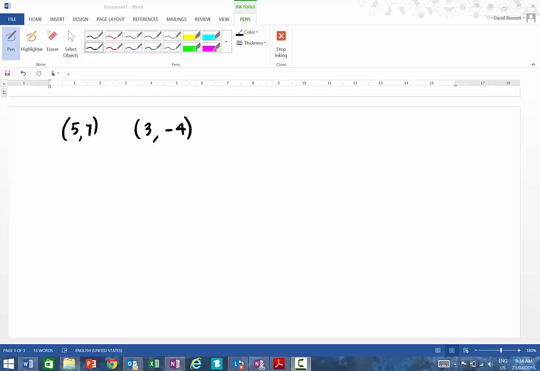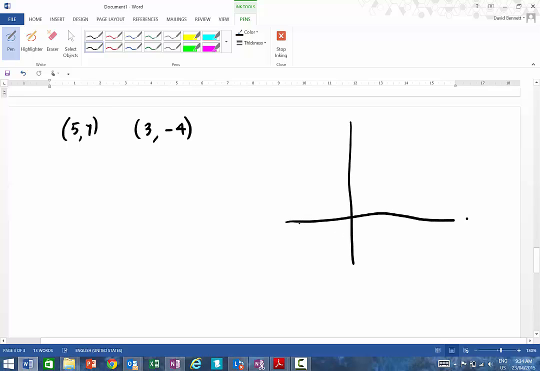I've got given 2 points. Now I could graph them if I wanted to, so I'll just do a rough sketch over here just to see what it looks like. That's (5, 7), so it's probably around there somewhere. This point here is (3, -4), so you know it's going to have a positive slope. That's the main thing there. Positive slope, if you think back to year 9.